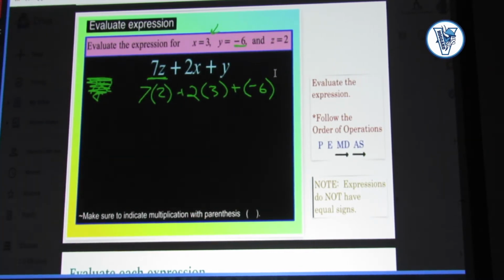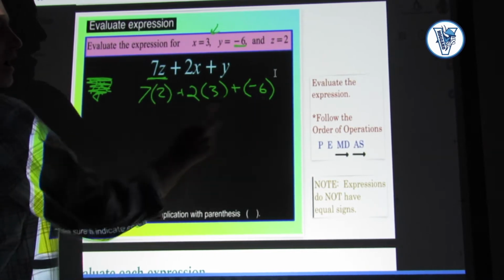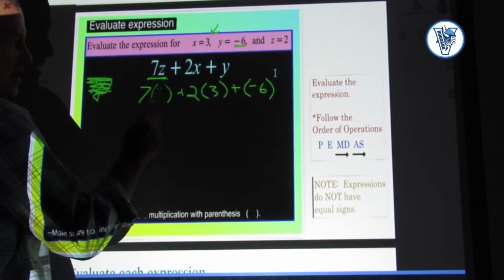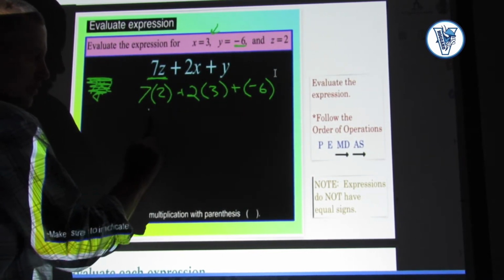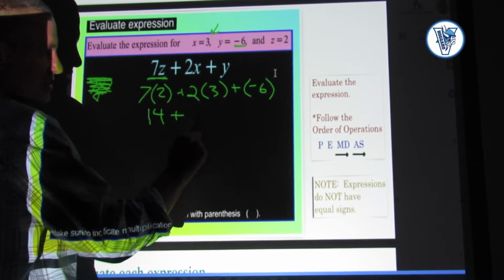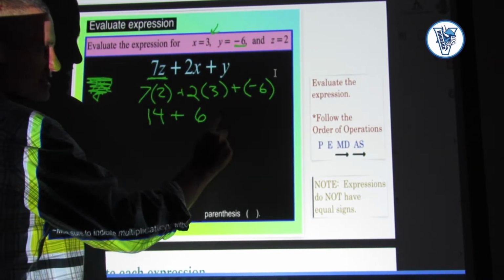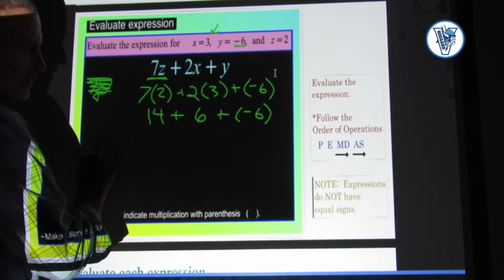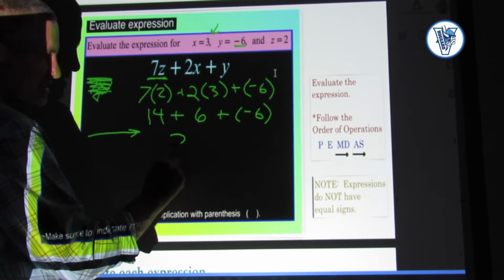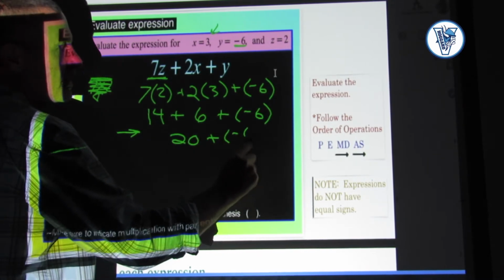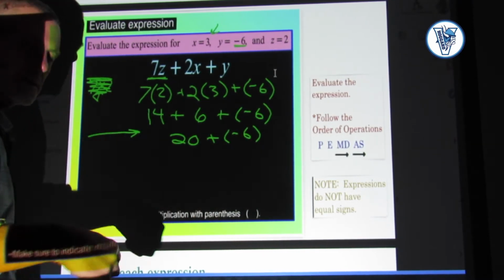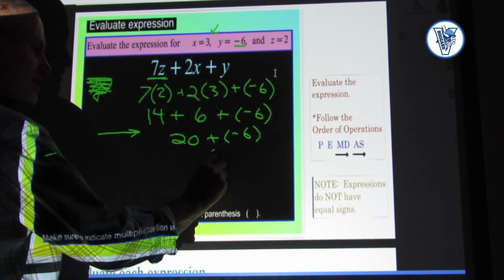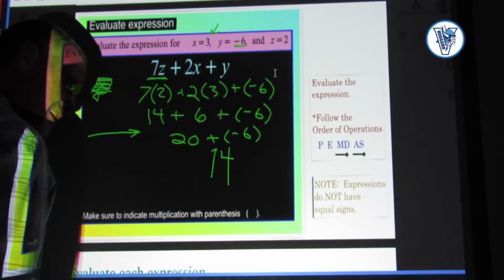You can always use parentheses. Multiplication before addition or subtraction, so we'll multiply 7 times 2. In order from left to right, we have some multiplication here. 2 times 3 is 6. And now it's all addition and subtraction from left to right. I've got 14 plus 6 is 20. And 20 plus -6, same thing as 20 minus 6, is 14.